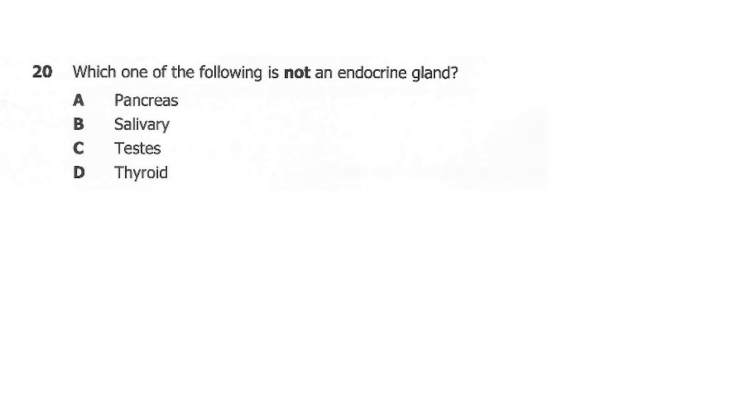Excellent work, chat. The correct answer here is B, salivary glands. So the salivary glands are not an endocrine gland. They simply produce saliva, which goes to the mouth for digestion. So there's hardly any hormone which is produced by the salivary glands.